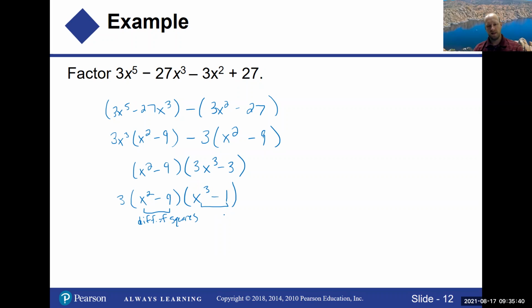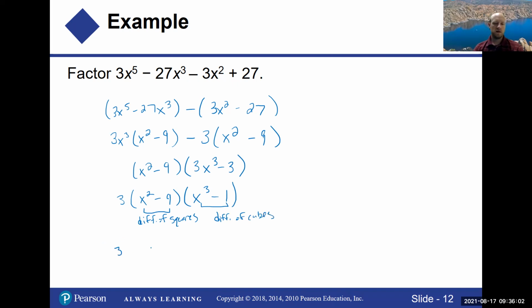The cube root of 1 is 1. The fourth root of 1 is 1. So you can take any root of 1 that you want, right? Because 1 times 1 times 1, however many times, is always going to be 1. So this one is actually a difference of cubes.